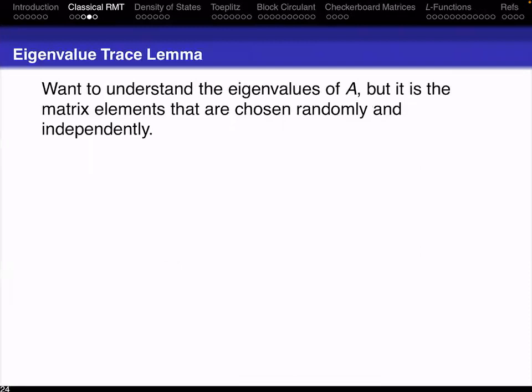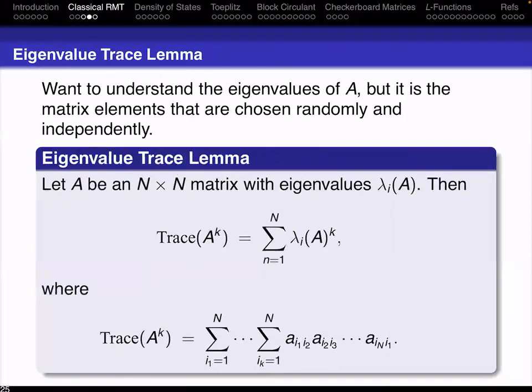So we want to understand the eigenvalues of A because that's where the physics is. But it's the matrix elements that we choose independently. So does anybody remember the eigenvalue trace lemma? Anybody remember what the trace of a matrix is? It's the sum of the diagonals. So the eigenvalue trace lemma says that the trace of A is the sum of the eigenvalues of A, or more generally, the trace of A to the K is the sum of the eigenvalues to the kth power. And the last one is essentially trivial because you can show that the eigenvalues of A to the K are just the kth powers of the eigenvalues of A. The trace of A to the K is a polynomial in the matrix elements.